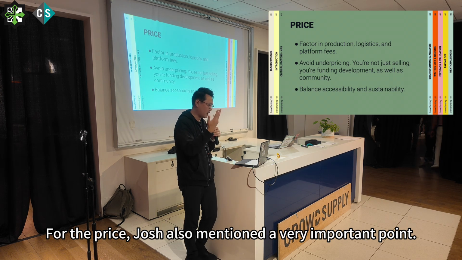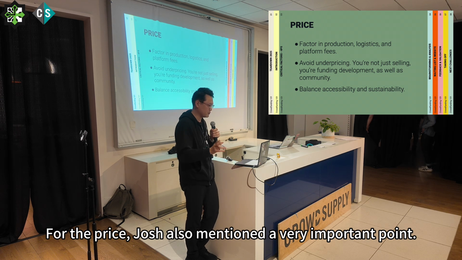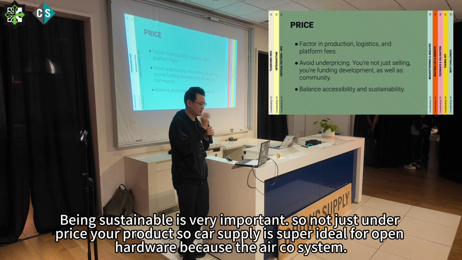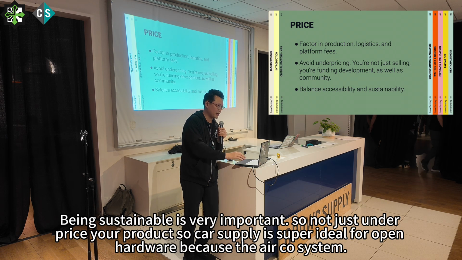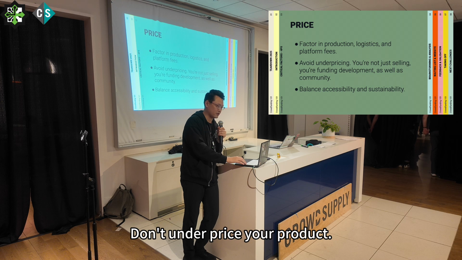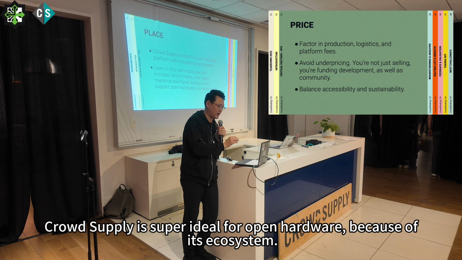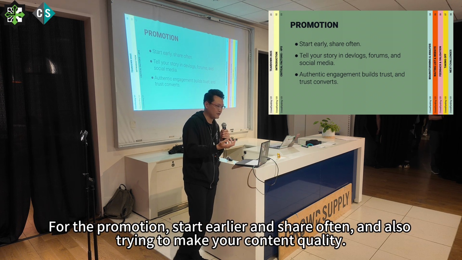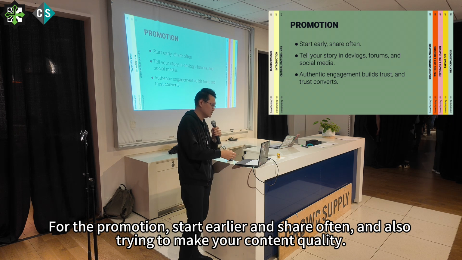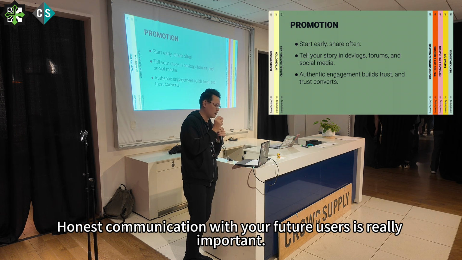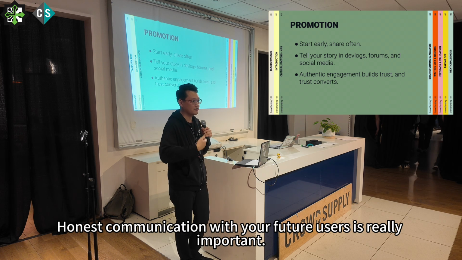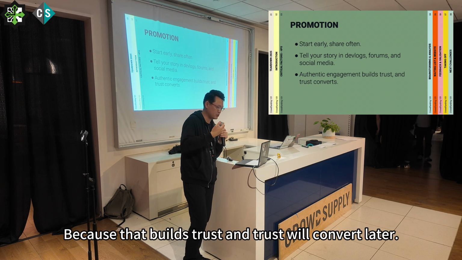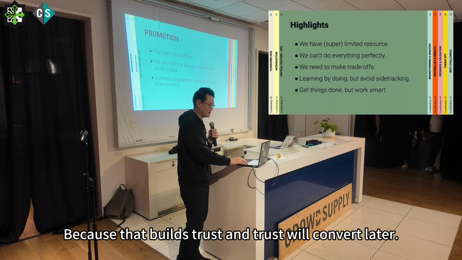And then price, well, I just skip it, but Jobs also mentioned a very important point: sustainability is very important. So don't just underprice your product. Crowd Supply is super ideal for open hardware because of the ecosystem. For promotion, again, start early and share often, and try to make your content high quality. Also, honest communication with your future users is really important, because that builds trust, and trust will convert later.